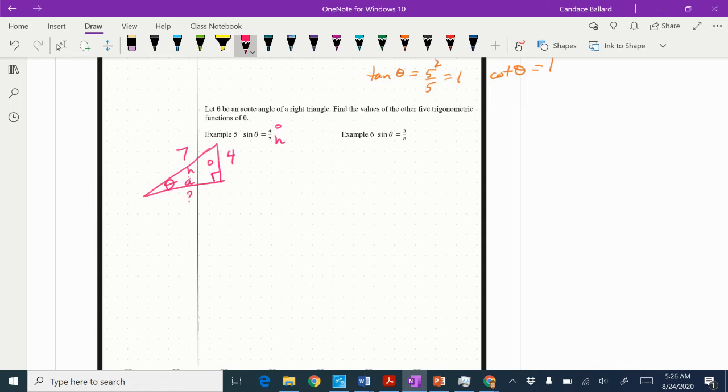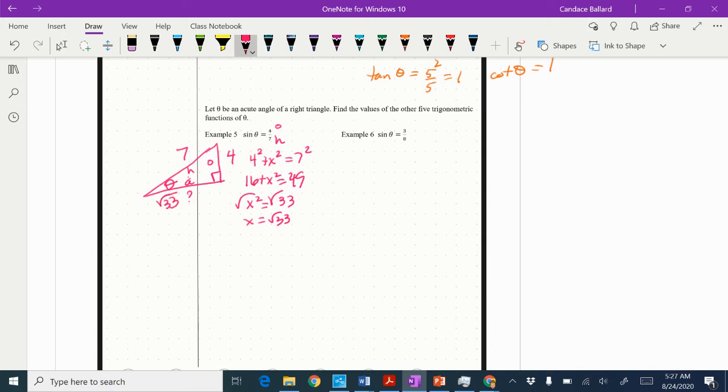I know I'm going to need to find that side right there, so I'm just going to go ahead and put it into the Pythagorean theorem. It's not going to be pretty. So 4 squared plus x squared equals 7 squared. So 16 plus x squared equals 49. So x squared equals 33. And then x equals the square root of 33. So this is the square root of 33 there.